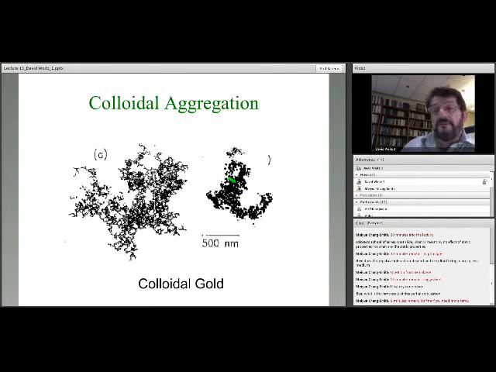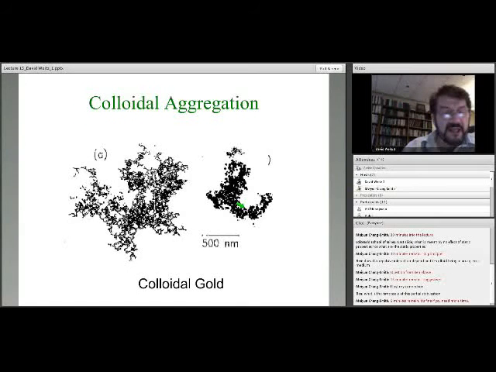And just by looking at this, you can get some sense of what the fractal dimension is. In fact, analysis of these objects will show that its fractal dimension is something around 2.1. So how can we understand this?